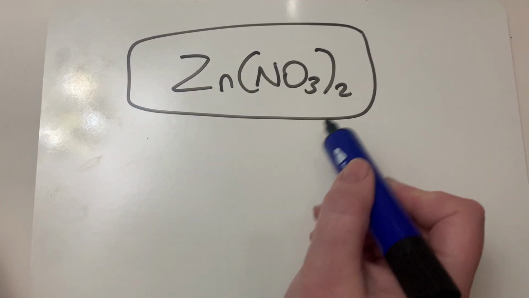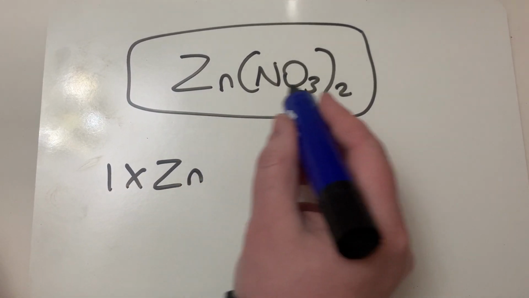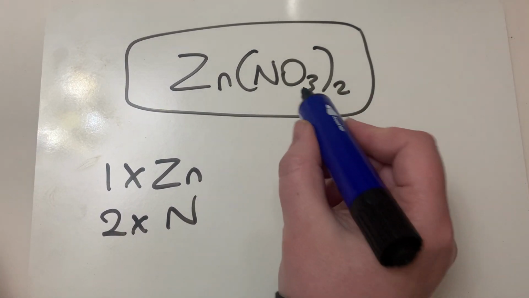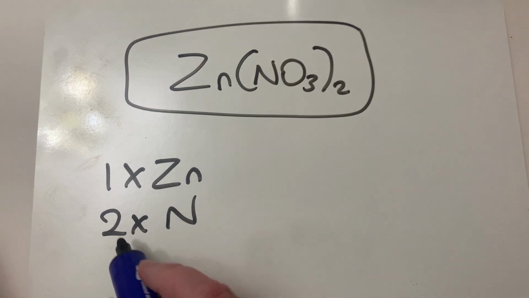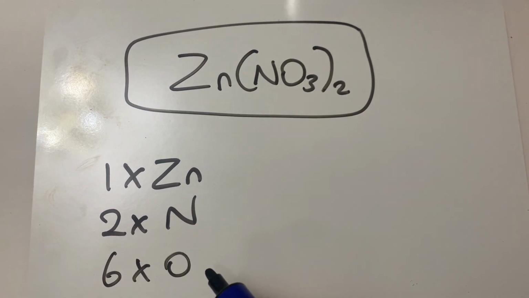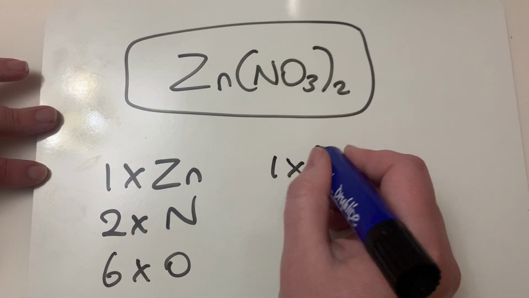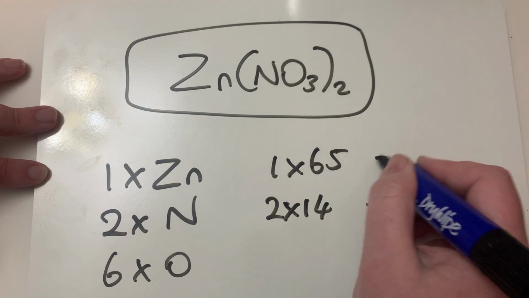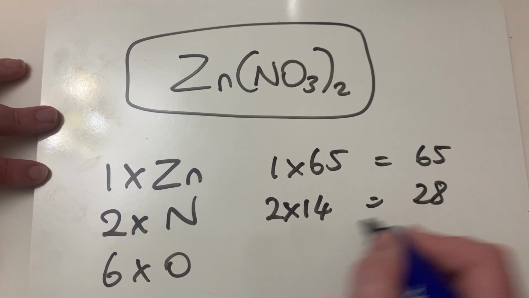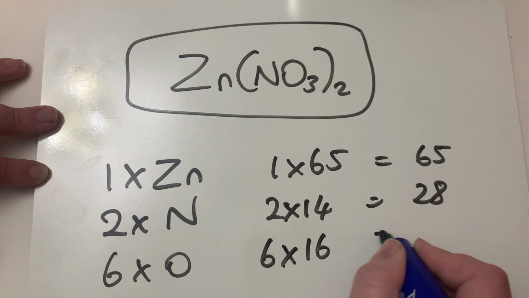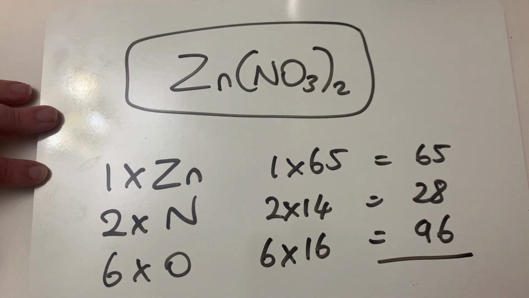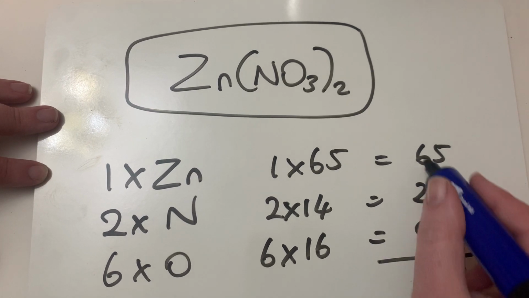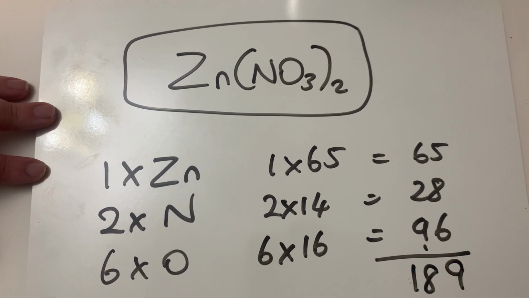So zinc isn't in the bracket, so we've just got 1 times zinc. Nitrogen, we've got 2 times nitrogen, because nitrogen's inside the bracket multiplied by 2. And then for oxygen, we've got 3 multiplied by 2, so we've got 6 times oxygen. So looking at our periodic table, we've got 1 times 65, 2 times 14, so that's 65 plus 28 plus 6 times 16, which is 96. So that's 93, plus 96, and 189 for the RFM.